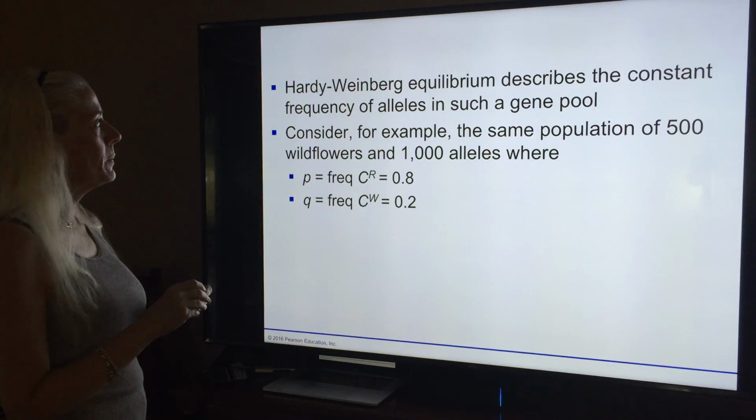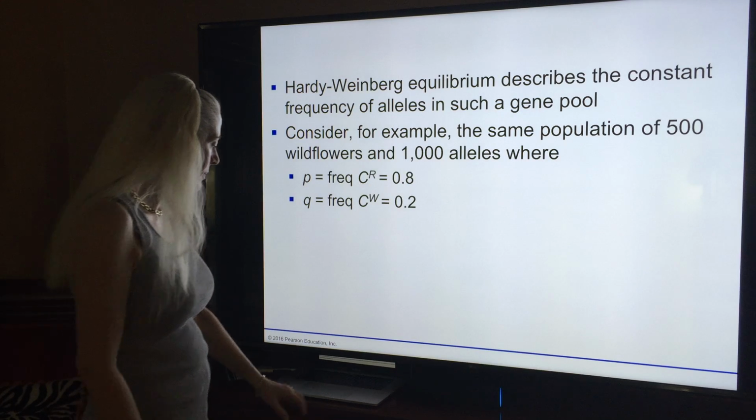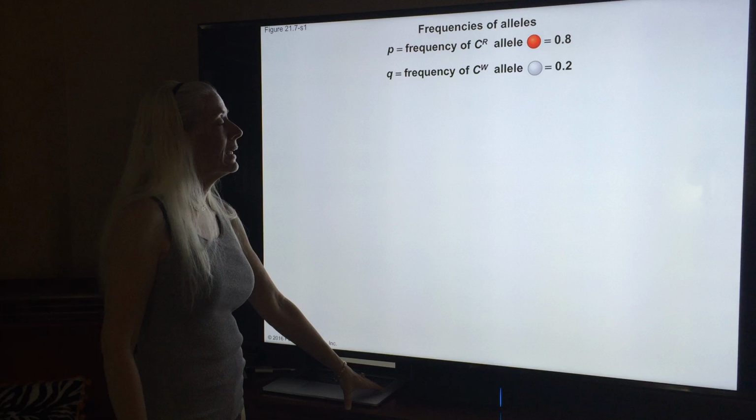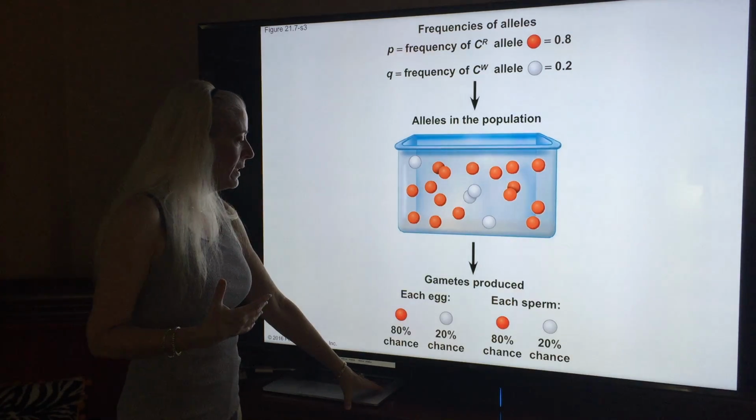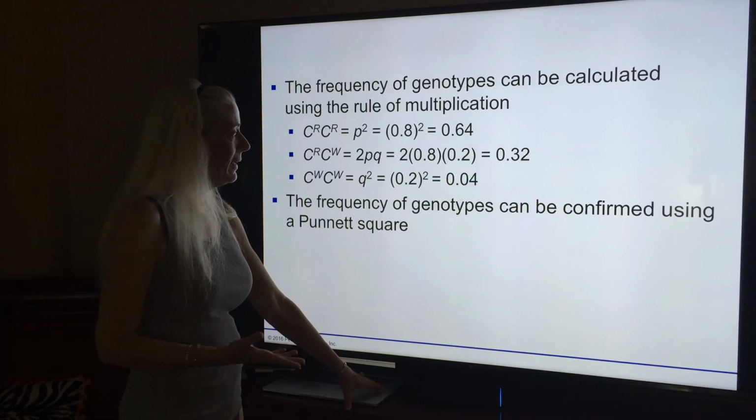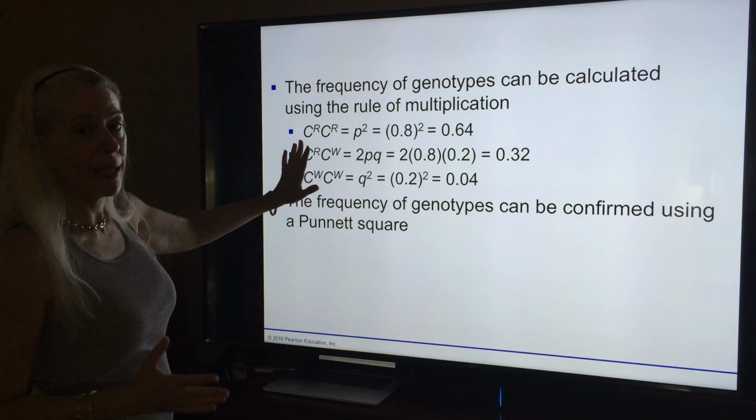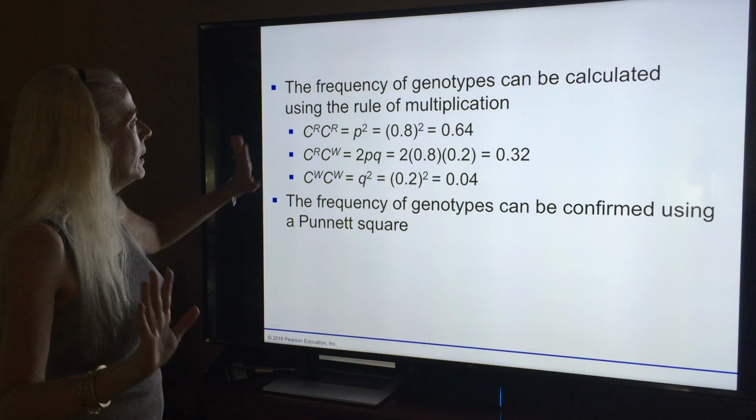So Hardy-Weinberg equilibrium describes the constant frequency of alleles in a gene pool. And this goes through, and it's not necessarily clear. You know I'm not really good with graphics. Okay, that we can kind of get. Here's something I'm going to point out to you. They're going to point it out to you on a slide better.